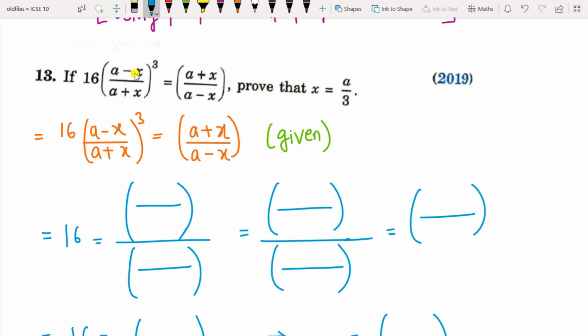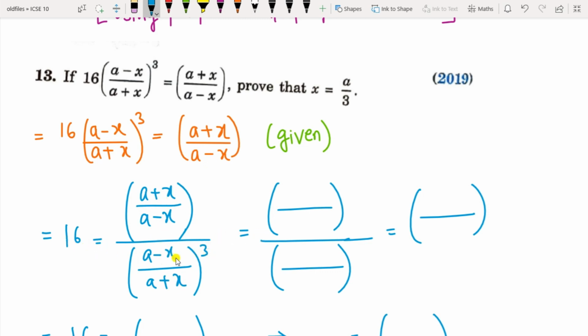If 16 times ((a minus x) upon (a plus x)) the whole cube equals (a plus x) upon (a minus x), we have to prove the value of x is a by 3. This was asked in 2019. So write the given thing here. Now this bracket you have to move to the other side. So this will be (a plus x) upon (a minus x) upon ((a minus x) upon (a plus x)) the whole cube, equal to 16.